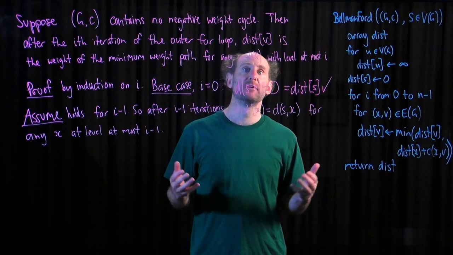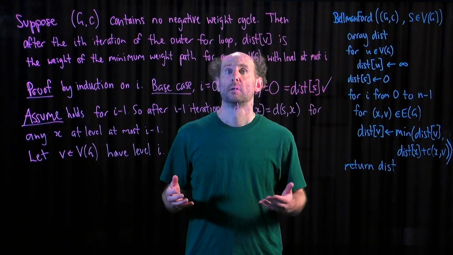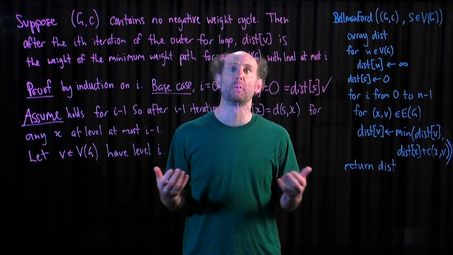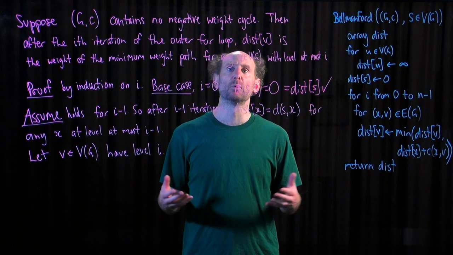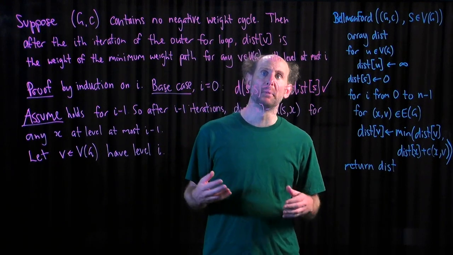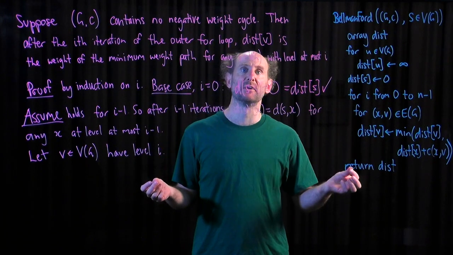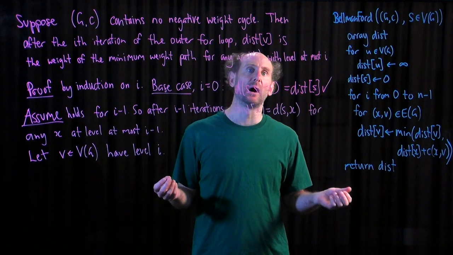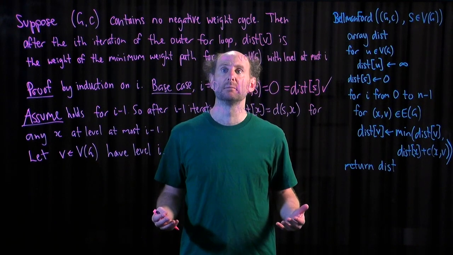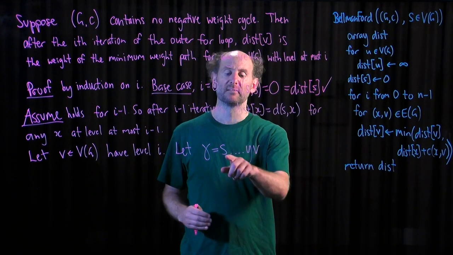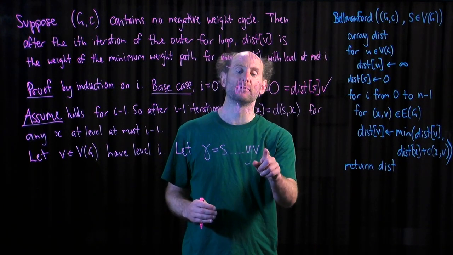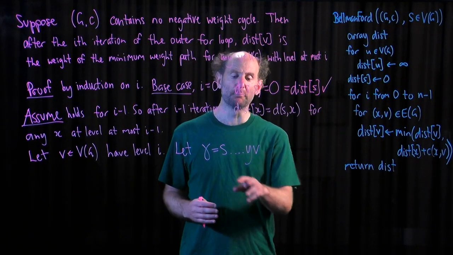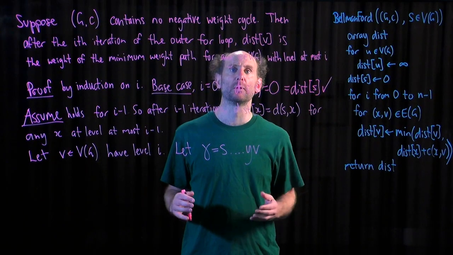So we'll let V be a node at level i. So V is a node where the minimum weight path from the source to V requires i arcs. And we'll consider gamma, which is a minimum weight path from S to V. Now, since there are no negative weight cycles, gamma has exactly i arcs. So we'll let gamma have this form. So gamma starts at S, goes up to Y and then on to V, so Y is the immediate predecessor of V. And we'll consider just the subpath up to Y, and we'll call that gamma 1.